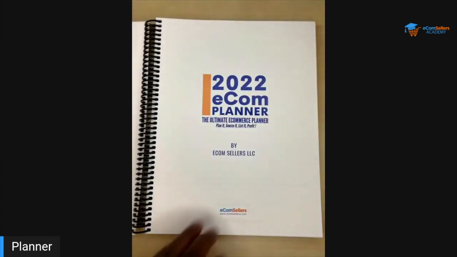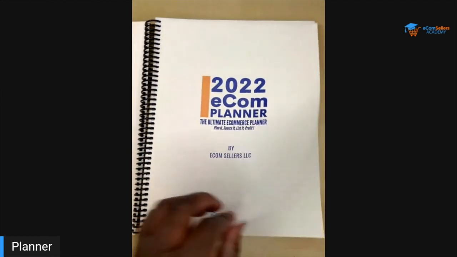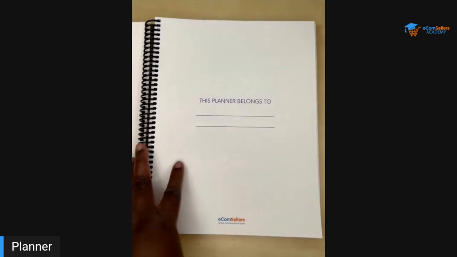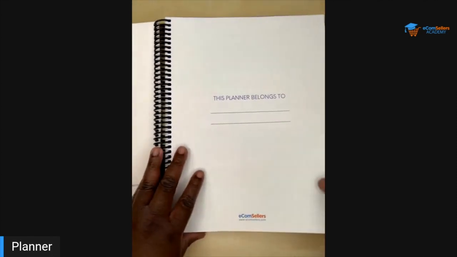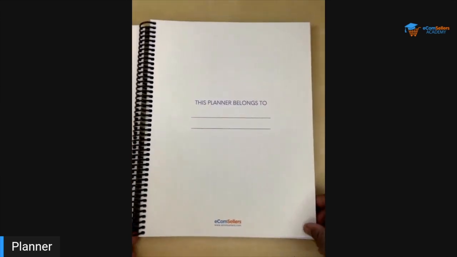When you first receive your planner, this is your first page. It has just a little bit of information about the planner. Over here, you can write in who it belongs to, and on this side, you have information about the copyright. So just keep that in mind as you continue to use it.